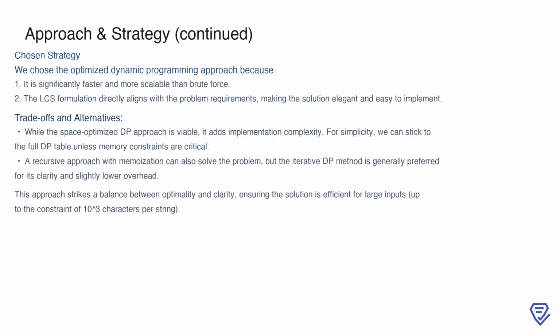In terms of trade-offs, while a space-optimized version of the DP approach can reduce memory usage, it introduces additional implementation complexity. For most scenarios, the full DP table is sufficient unless memory constraints are particularly tight. Alternatively, a recursive solution with memoization could be employed, but it tends to have higher overhead compared to the iterative DP method. Overall, this approach balances clarity and efficiency, making it well-suited for handling large inputs up to the constraint of strings with 10^3 characters each.